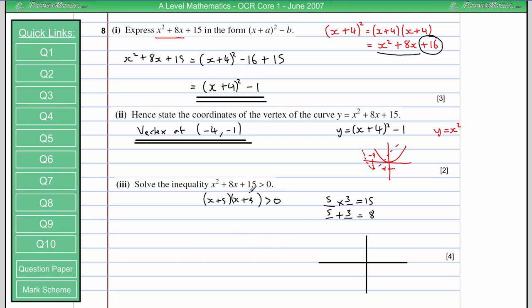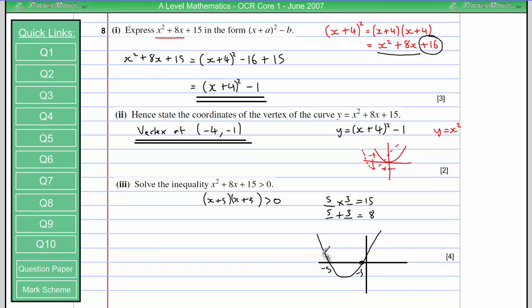Let's think about the shape of this curve. It's going to be a U-shaped parabola, and it's going to cross the axis at x equals minus 5 and minus 3. So it's going to come down here and then back up, minus 3 and minus 5. So we're interested in when this parabola is greater than 0. So let's illustrate that on the graph.